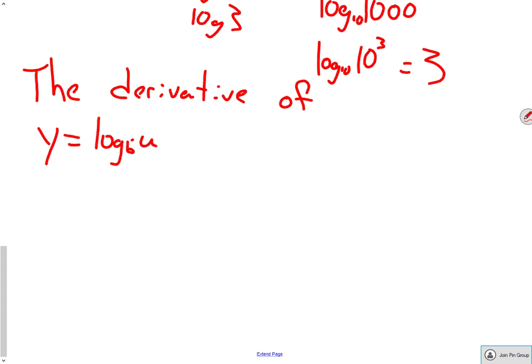Textbook uses U, so I'll just stick with that. So log to whatever base B, of U, okay? Use the entry in there. The derivative of that is this here. Y prime would be whatever is in here, the entry into the log, you put the reciprocal of that.